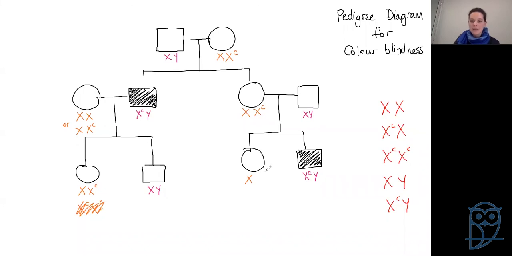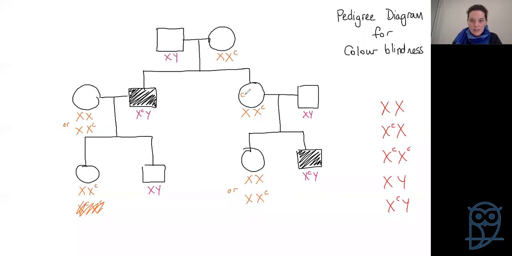So if we come now down to this one, what have we got here? Well, we could have X from the father, X from the mother. Or we could have X from the father, X^C from the mother. So again, we have an option. This female could be a carrier or not. We don't know.